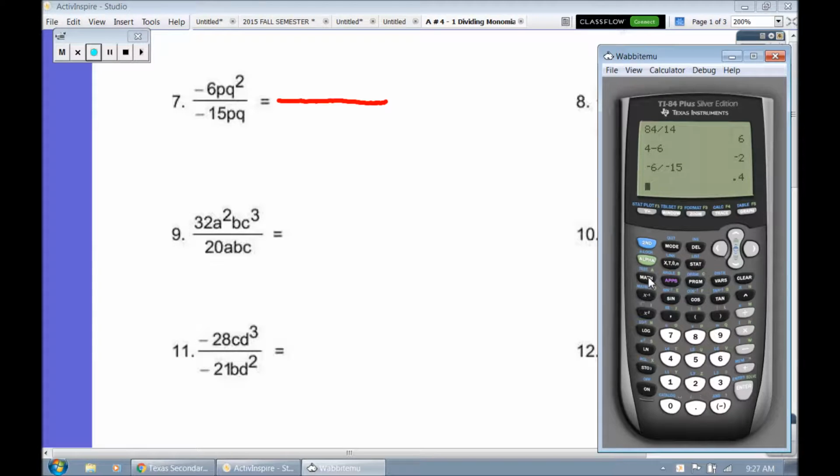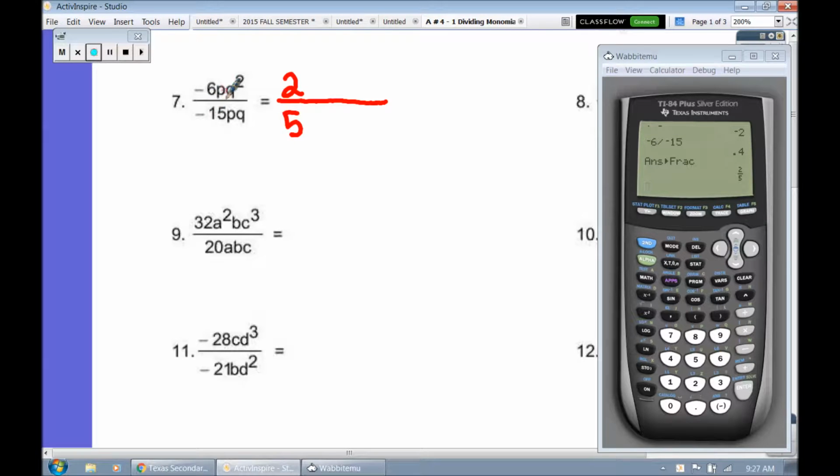Well, I can go math, frac, enter. It's going to give me 2 over 5. So it will automatically reduce for me. So I know 2 goes on top, 5 goes on bottom. It's positive because a negative divided by a negative is going to give me a positive value.